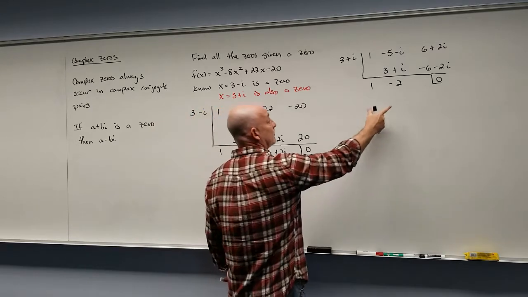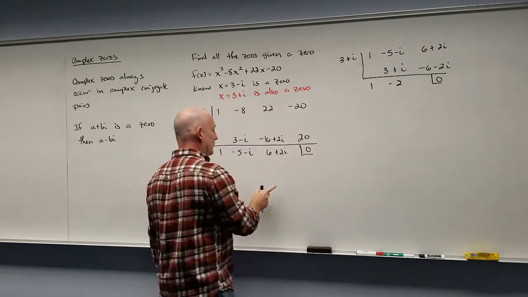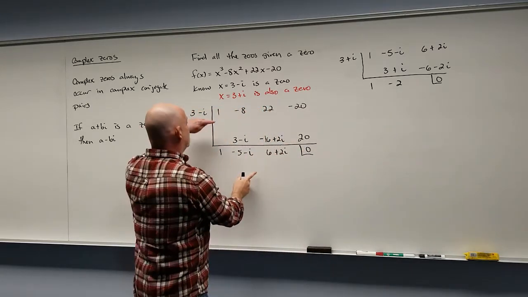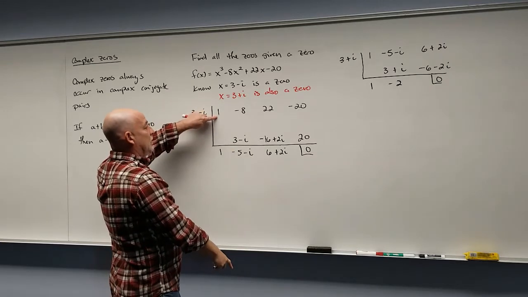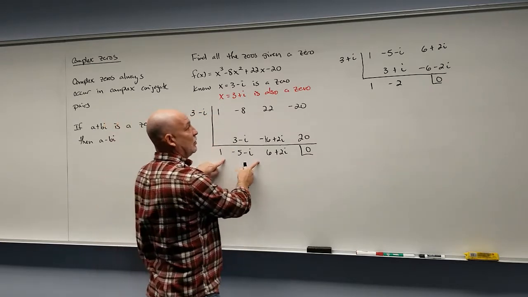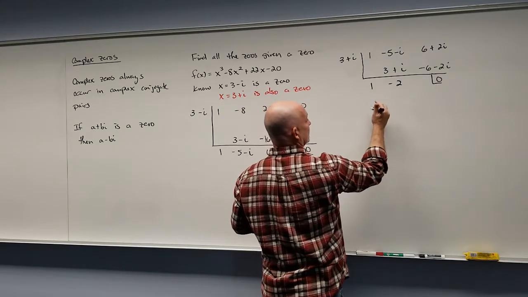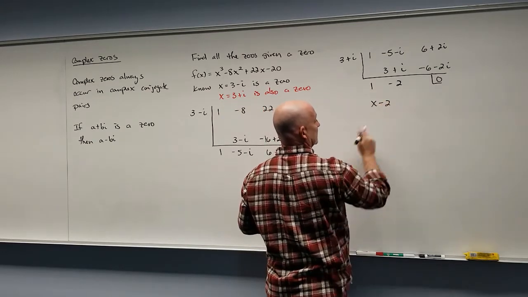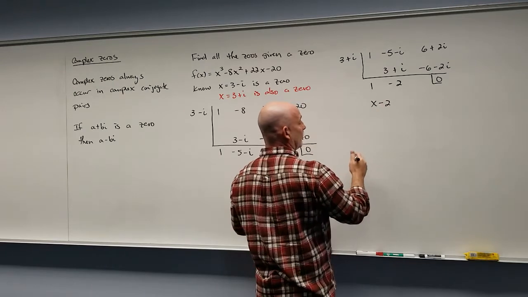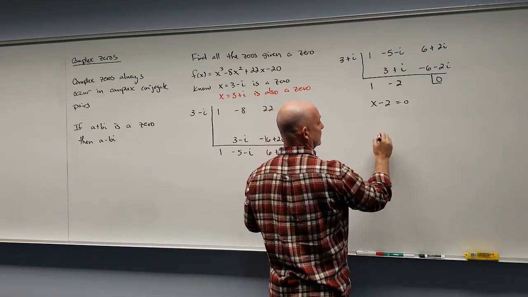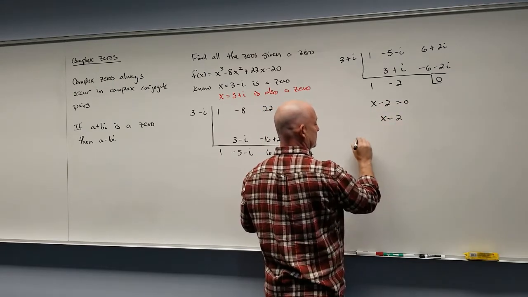Okay, so these are the coefficients of the polynomial 1 degree less than what we had here. So remember, we started with x to the third. We got a 0, so that brought it down to x squared. We got another 0, so this brought it down to just x. So this is just the polynomial x minus 2. Now remember, we're trying to solve this, so x minus 2 equals 0, so we get x is equal to 2.